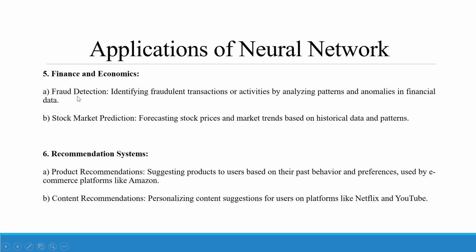Finance and economics. Fraud detection. Identifying fraudulent transactions or activities by analyzing patterns and anomalies in the financial data. Stock market predictions. Forecasting stock prices and market trends based on historical data and patterns. Recommendation systems. Product recommendations. Suggesting products to users based on their past behavior and preferences, used by e-commerce platforms like Amazon. Content recommendations. Personalizing content suggestions for users on platforms like Netflix and YouTube.